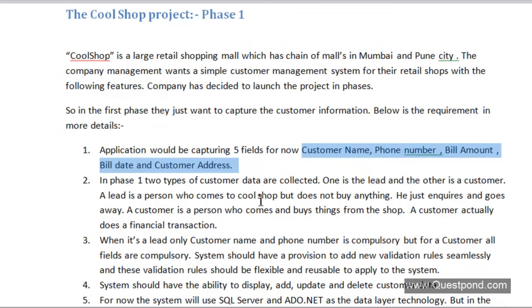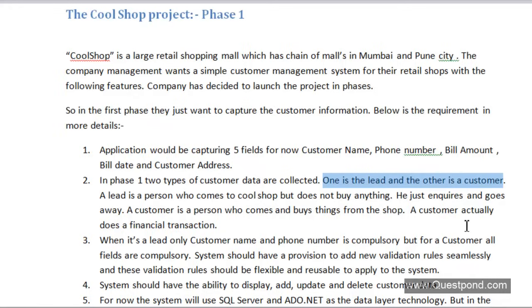The second requirement is, in phase 1, there are 2 types of customers, which they have included. So one is a lead. A lead is a person who comes to the shop, but he does not buy anything. He just inquires. And a customer is a person who actually comes and buys things and does a financial transaction. So requirement number 2, the system at this moment should support 2 types of customers. One is a lead and the other is a customer.